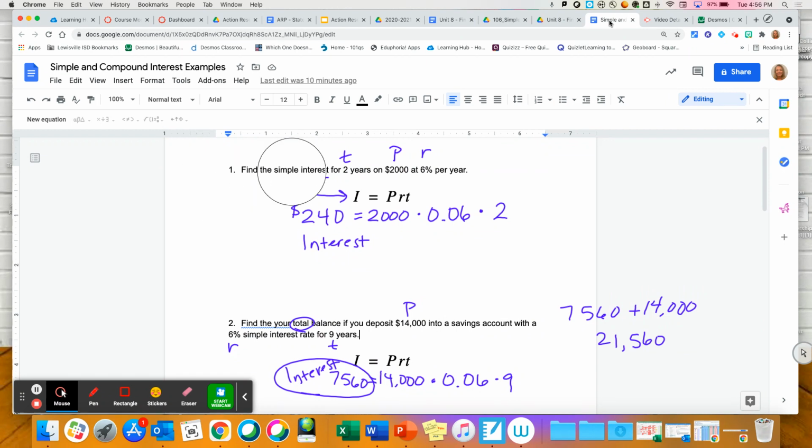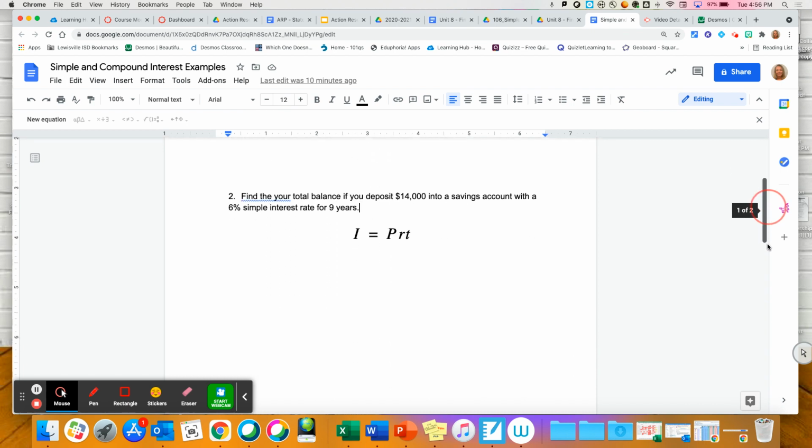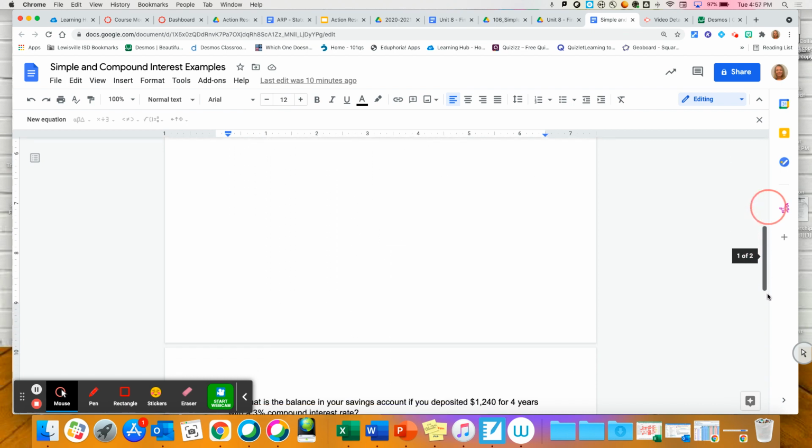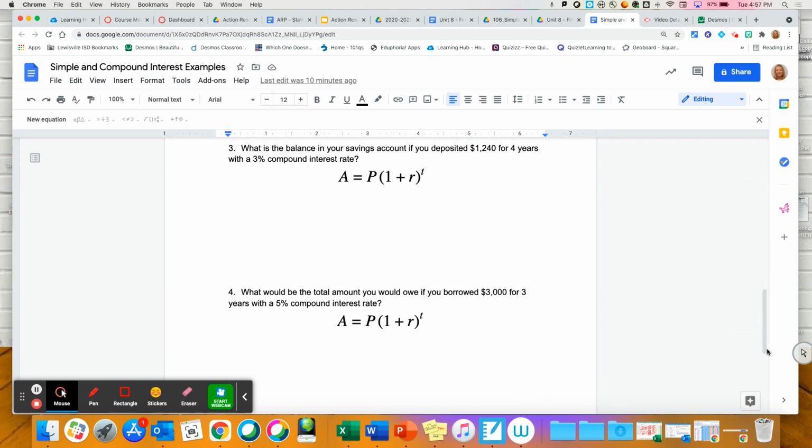All right, we're going to move to compound interest now. Now compound interest, as you can remember, is when you're not just earning interest on the initial set of money, but it's actually earning interest every year on that new set of money. So number 3 says, what is the balance in your savings account if you deposited $1,240 for 4 years with a 3% compound interest rate?